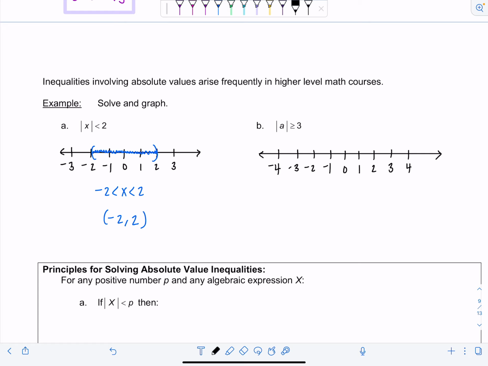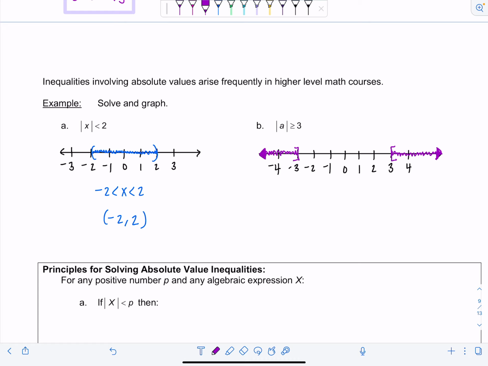Can you tell me where I can shade so that the absolute value of whatever I'm shading would be greater than or equal to 3, excuse me. So you could include 3 this time, right? So I'm going to put a bracket, and then it has to be greater than or equal to. So I'm going to go this way to the right. And then I could also include -3 and go this way to the left, correct?